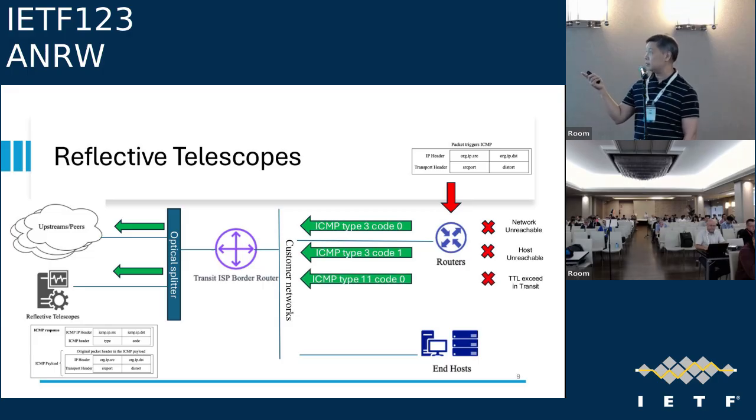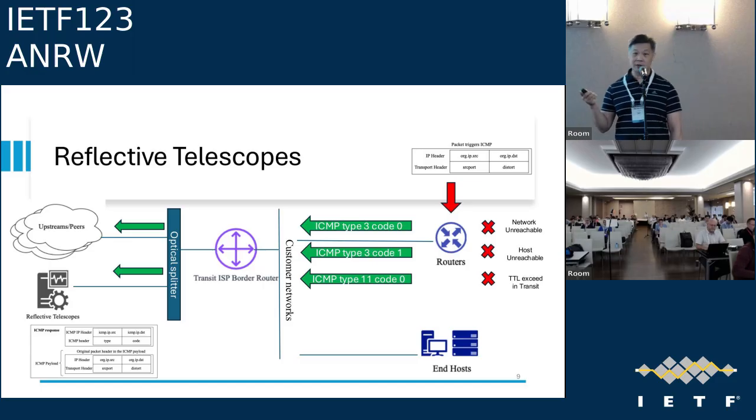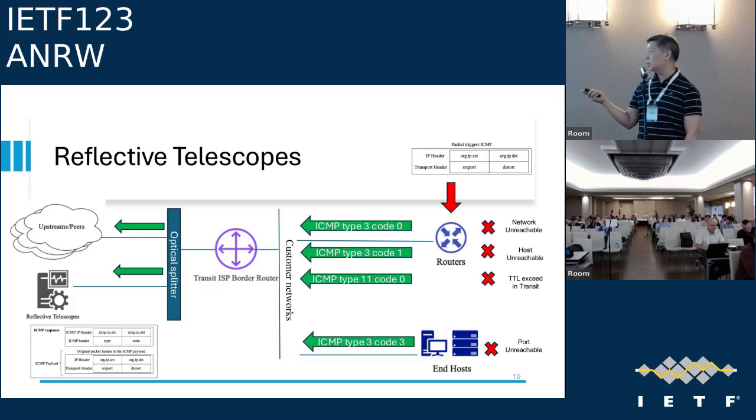The type 11 code 0 is also generated by the router. When the packet may loop in the network or traverse too many hops, then the TTL expires, and the router generates the type 11 code 0.